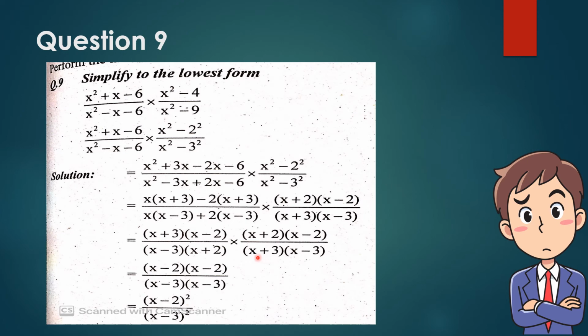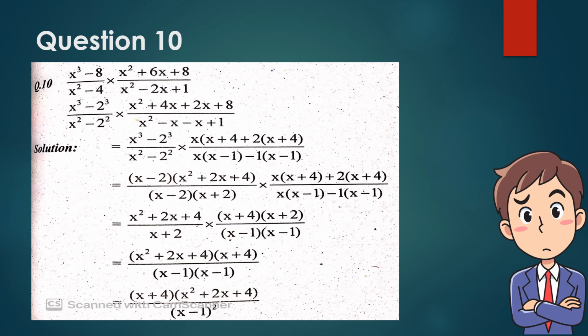Similarly, in the first one in the denominator we have x plus 2, and in the second fraction in the numerator we have x plus 2. So we can cancel them out also. You will be left with x minus 2 and x minus 2 divided by x minus 3 and x minus 3, and it will be written as (x minus 2) whole square over (x minus 3) whole square.